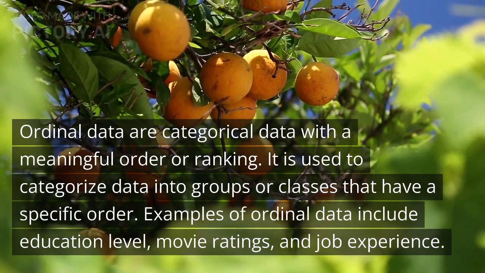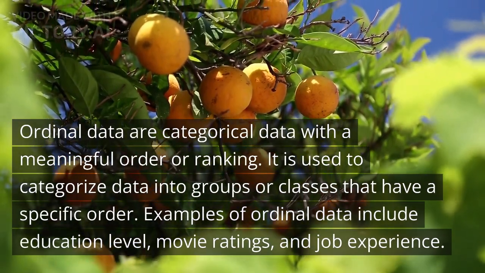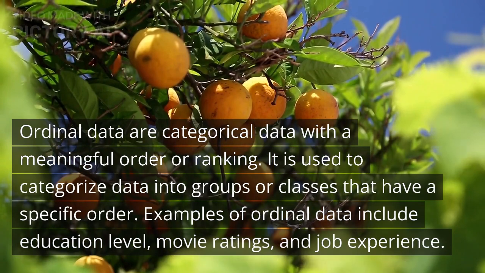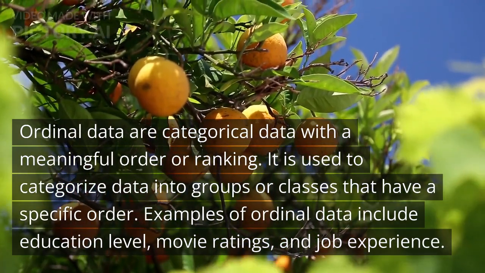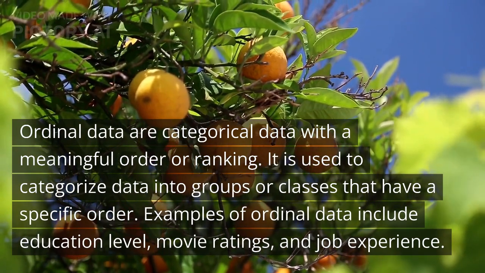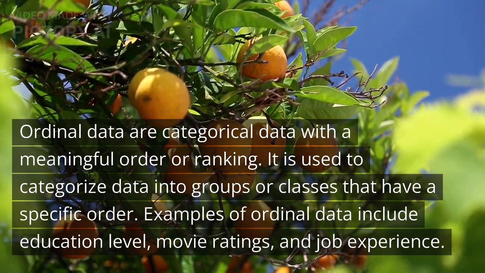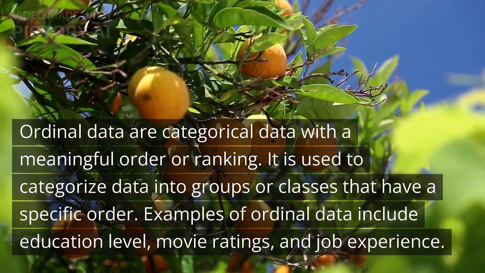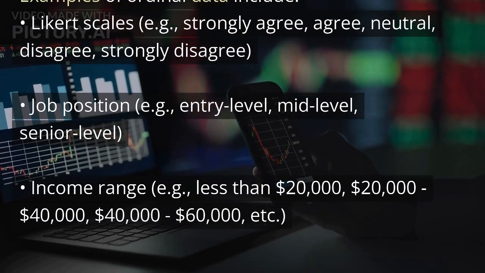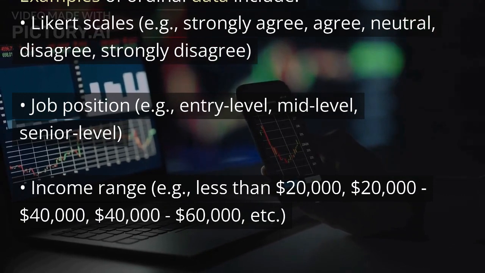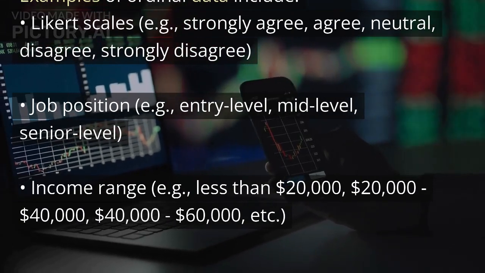Ordinal data are categorical data with a meaningful order or ranking. It is used to categorize data into groups or classes that have a specific order. Examples of ordinal data include education level, movie ratings, and job experience. Examples of ordinal data include Likert scales, for example, strongly agree, agree, neutral, disagree, strongly disagree.